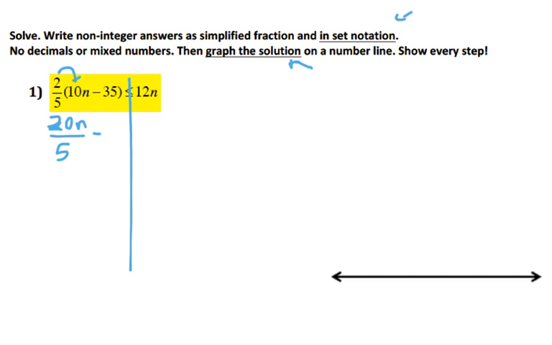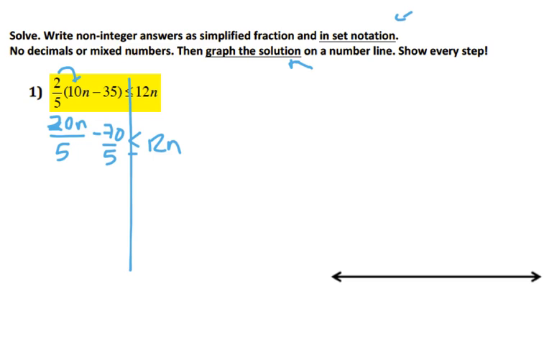2 times 35 is 70. And so we have 70 divided by 5. And this is still going to be less than or equal to 12 n's because we haven't multiplied both sides by a negative number or divided by a negative number on both sides of our inequality.